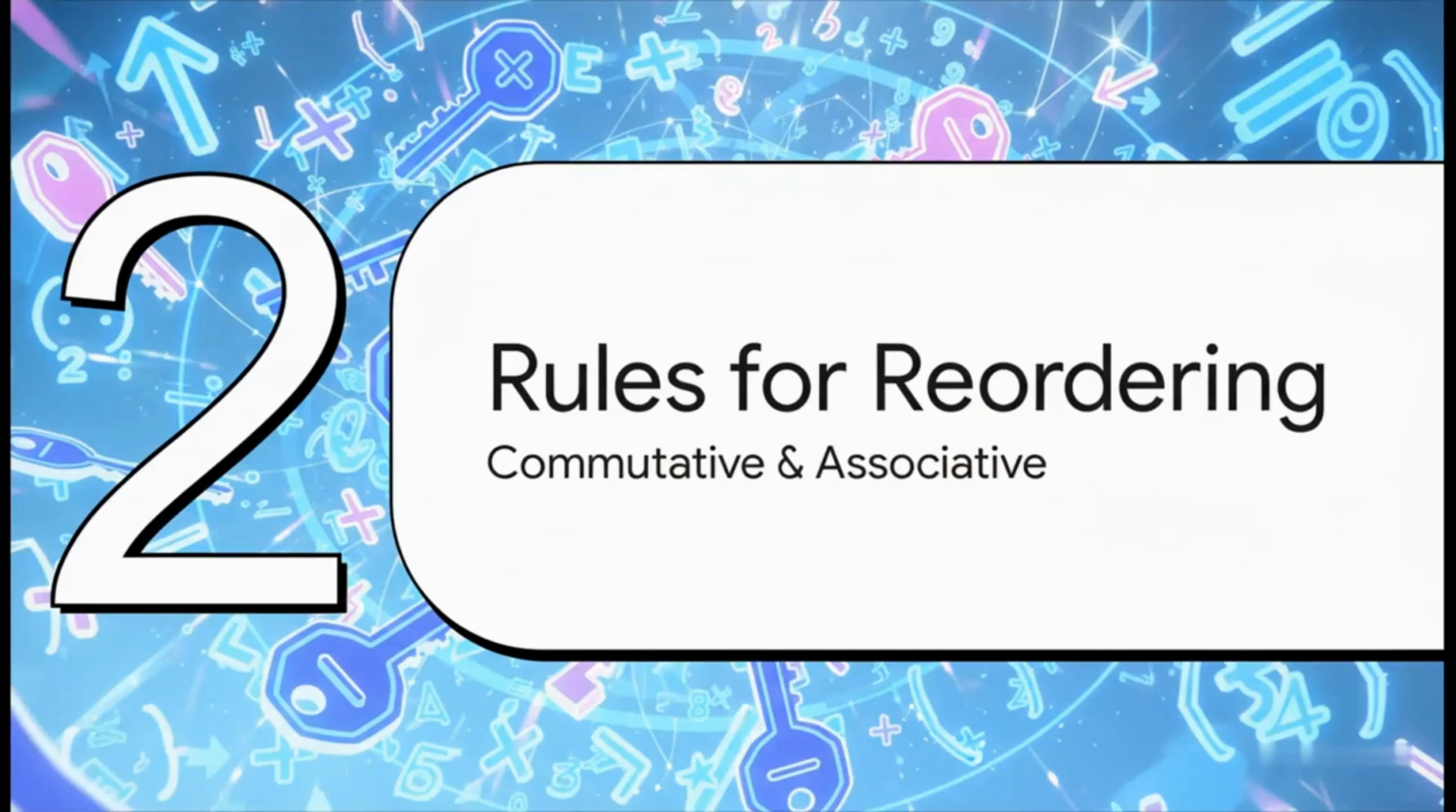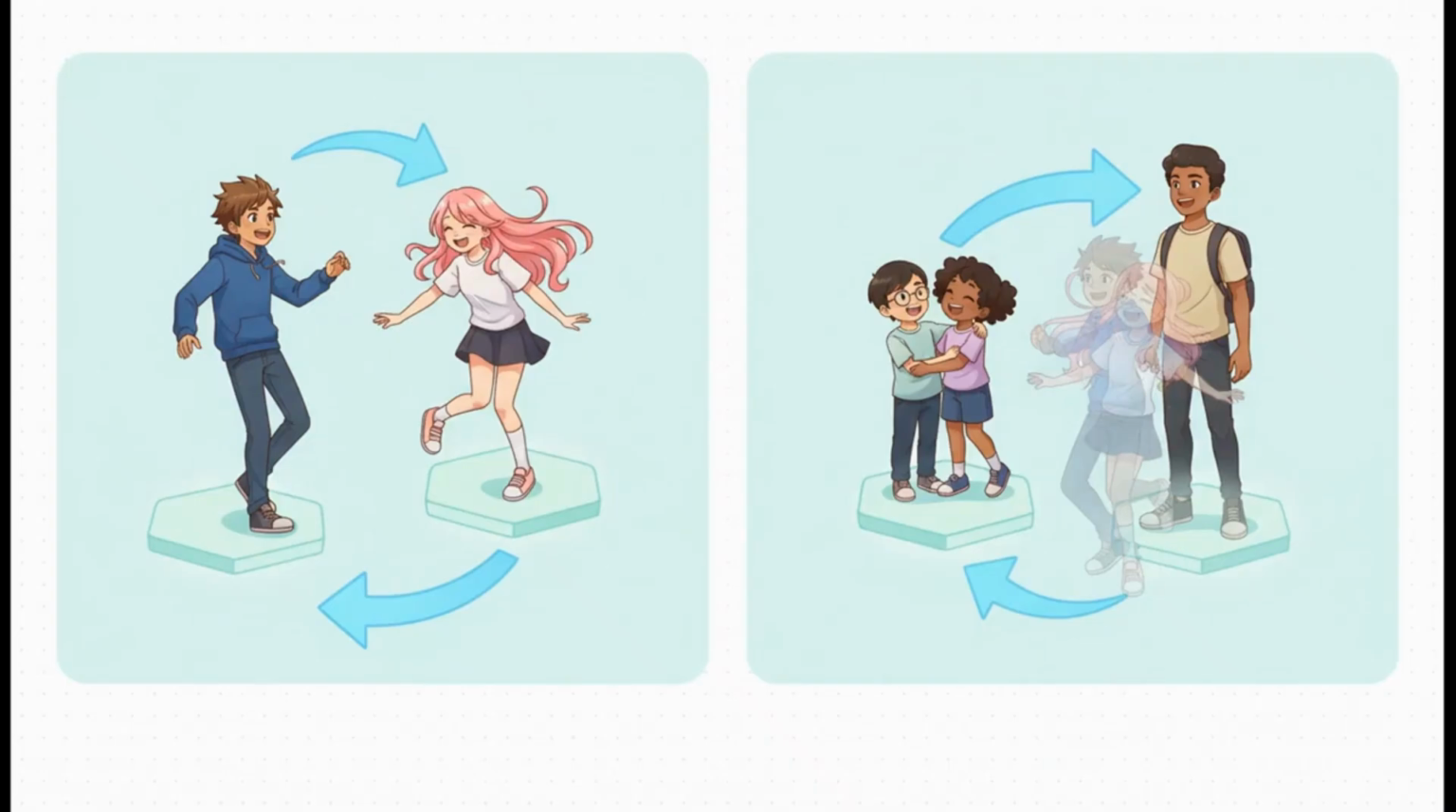All right, you've got the do-nothing keys down. Let's level up. Our next set of keys is all about moving stuff around. These are awesome because they literally give you permission to reorder and regroup numbers to make your life way easier. Now, these two can be a little tricky, and people mix them up all the time, but they have totally different jobs. The commutative property is all about order.